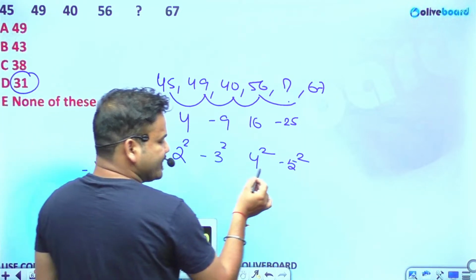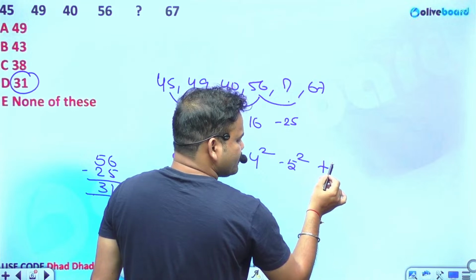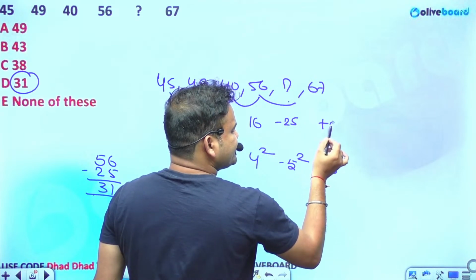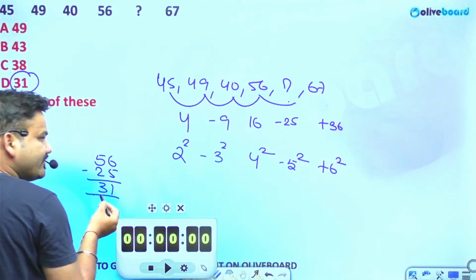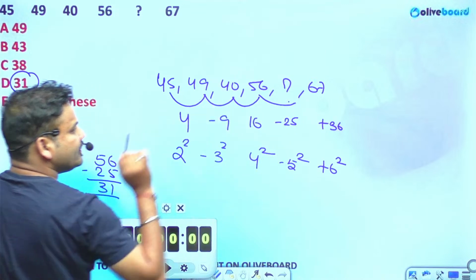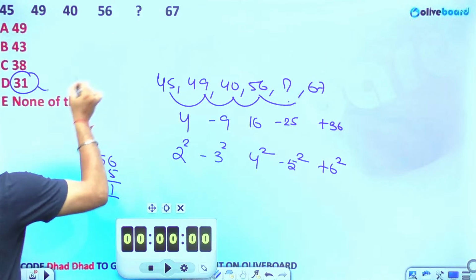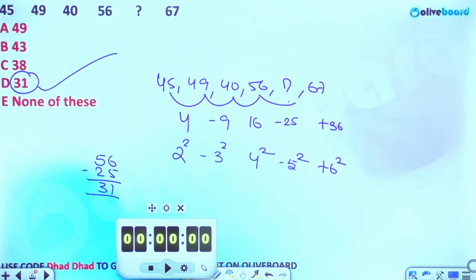So that is plus 6 square, that means positive 36 should be there. So on adding 31 with 36, you are getting the given number. So we can just say 31 will be your answer. So the answer for this particular question will be 31. Clear?